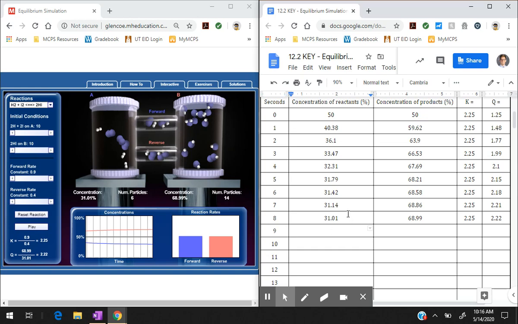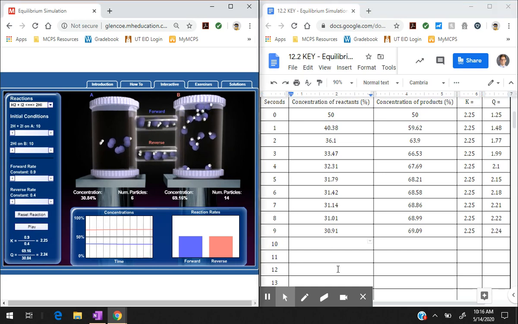See, we're getting smaller and smaller change. One thing to notice is that these lines for the concentration over time are starting to flatten out as well. And then these bars look almost equal here, so we'll see.